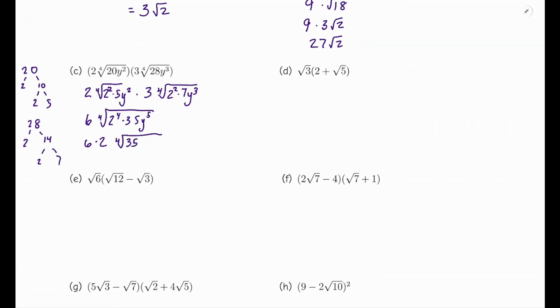But now that y to the fifth, I can split up into y to the fourth times y. So then this becomes 12, absolute value of y, fourth root of 35y.